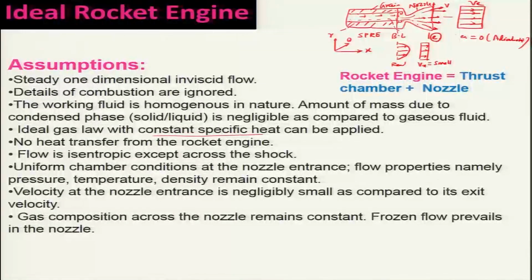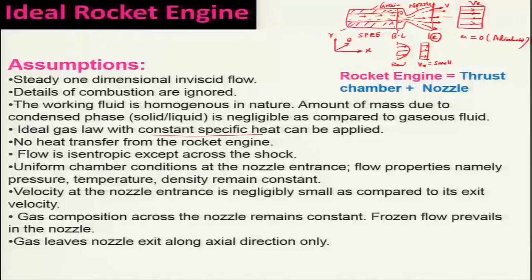These are the assumptions we are making, and the gas leaves the nozzle exit along the axial direction. As I told, this is along the axis, so we call it an axial direction only, and there is no radial component of the velocity at the exit of the nozzle, which is not true. But however, we will be assuming it to be uniform and along the axial direction only for simplicity. Now, let us use these assumptions for deriving a relation for the thrust equation of the rocket engine.